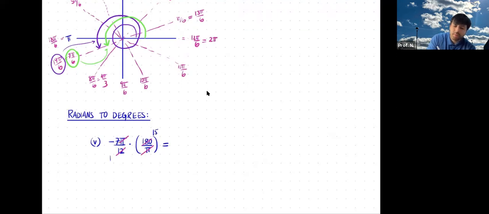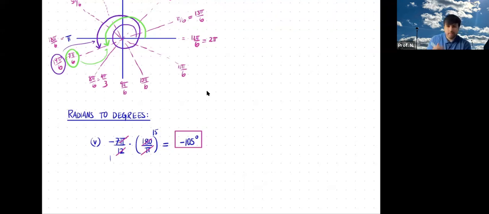So negative 7 times 15 is what? So you're multiplying 15 by 7, and you get negative 105. That's right. So that's it. The degree measure of negative 7 pi over 12 radians is negative 105 degrees.